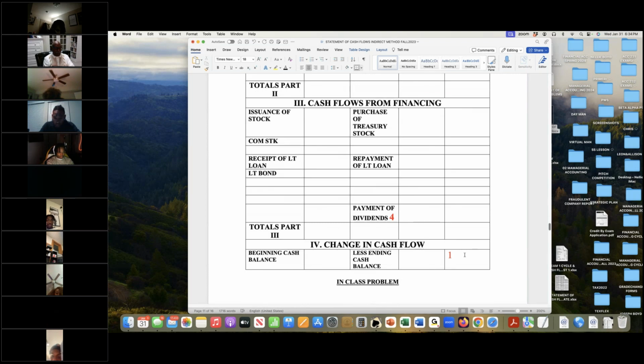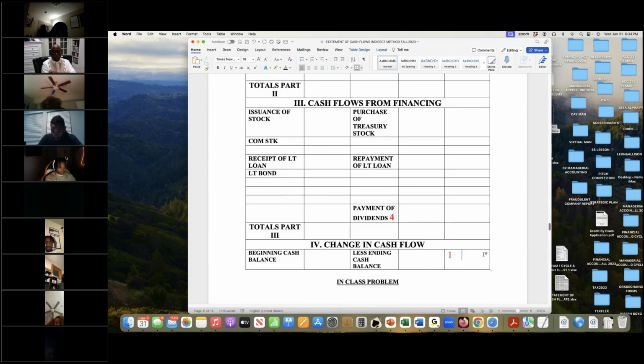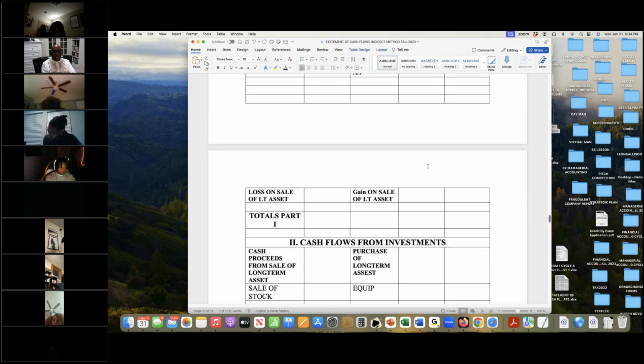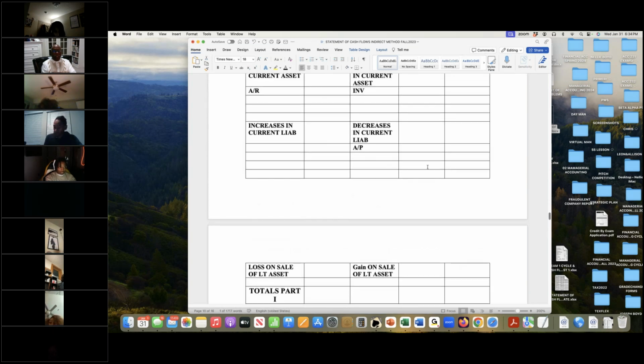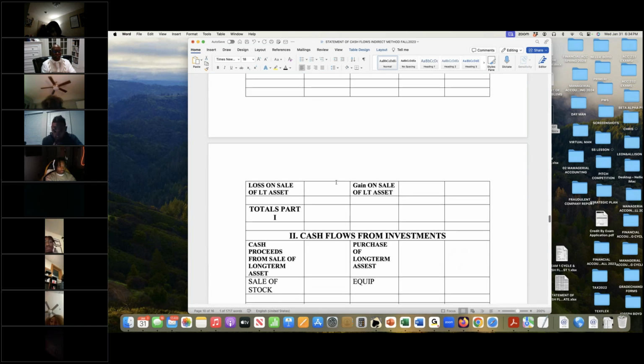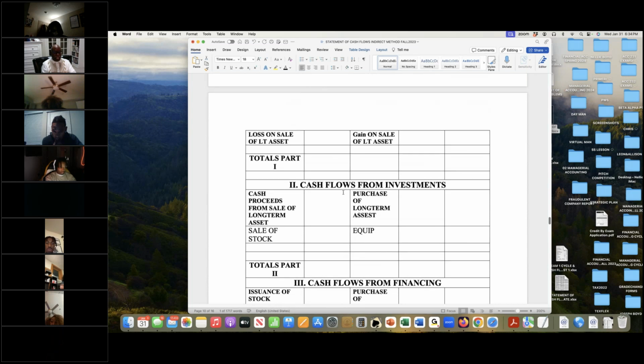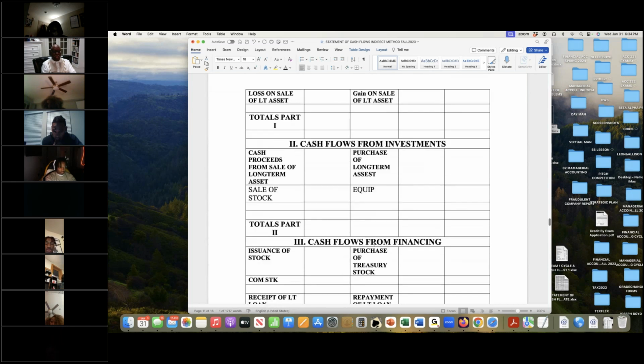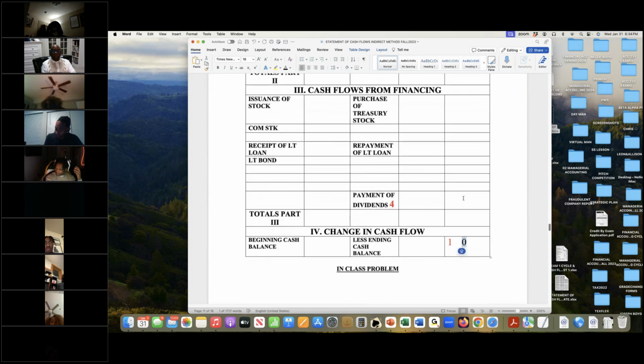I put that 0 right here. That's the answer to the problem. The answer to this problem is once I combine part 1 operations, part 2 investments, and part 3 financing, when I look at all of those changes, I've got to come up with an answer of 0.